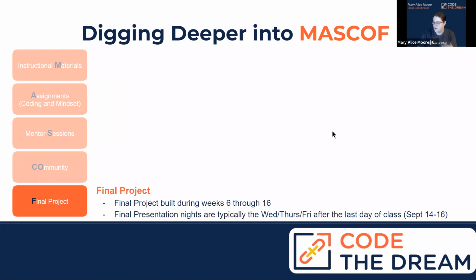Okay. So our very last part, final project. The final project is being built during weeks 6 through 16 of your class. And we do final presentation nights at the end. Typically they're either Wednesday, Thursday, or Friday after the last day of class. So it'd be September 14th, 15th, 16th. As we get closer to that final date, I'll poll you all to see what times on the 14th, 15th, and 16th work best for you all. And we'll schedule the sessions for whatever times work for the majority of students. So that way you'll be able to share your final project that you built.